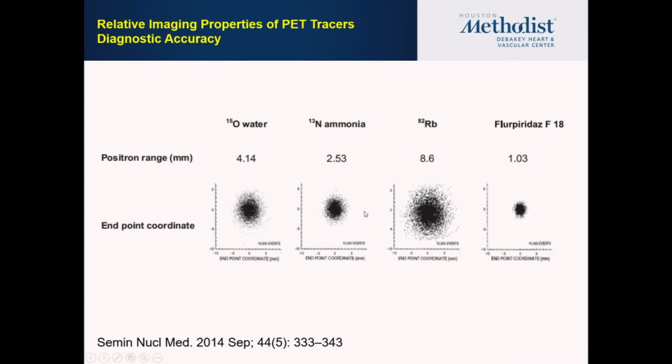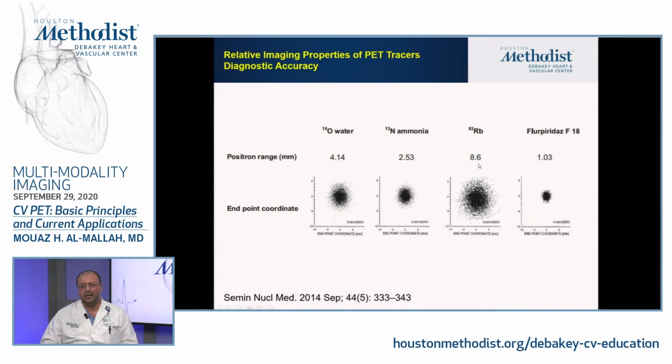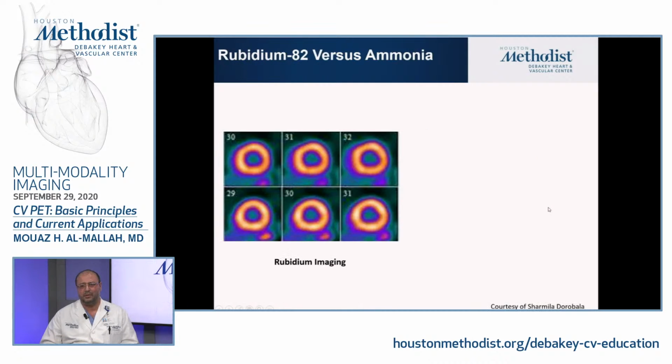And for this, I'm just going to show you the different positron ranges. They differ in terms of medium, but you can see here rubidium is kind of the worst one because in water it has like 8.6 millimeters, versus O15 water, which is 4.14. Ammonia is much less, and the best one would be the F18-based agent. So any F18, FDG, or hopefully later on flurpiridaz will give you a much better positron range, and it will be more accurate in terms of spatial resolution.